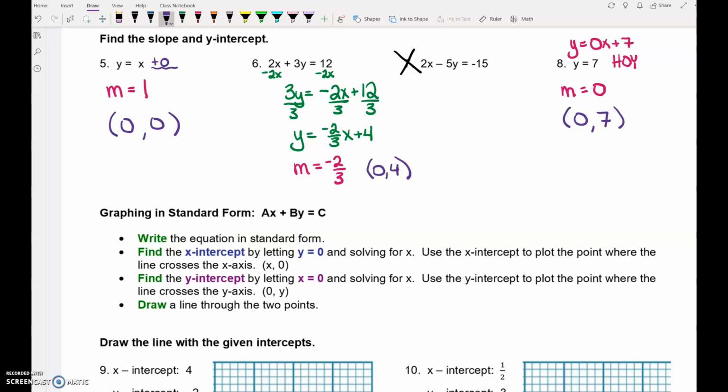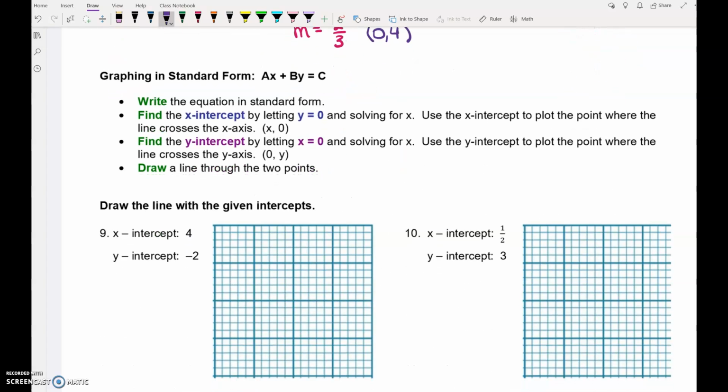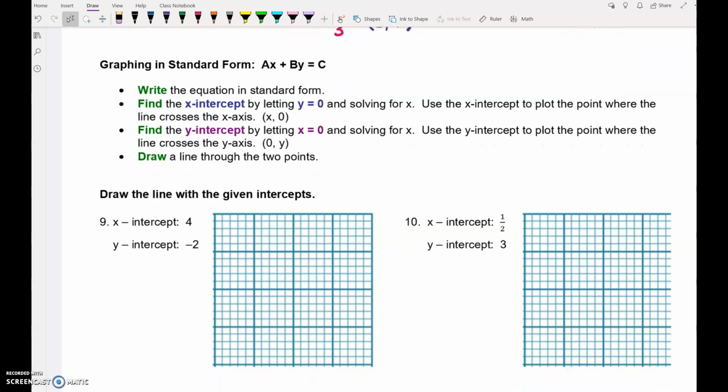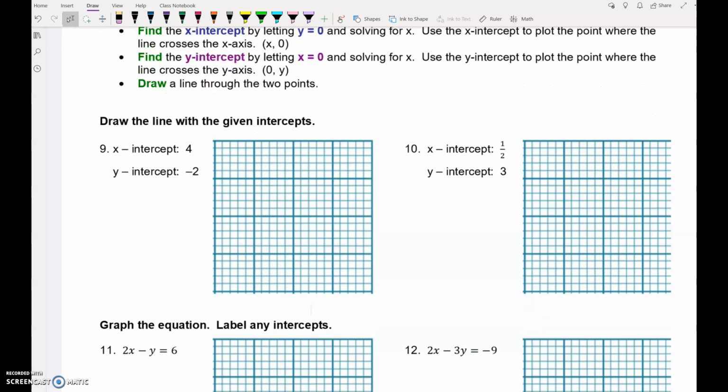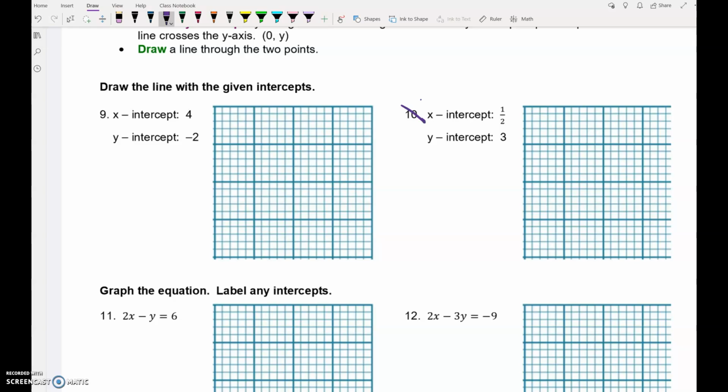Okay, if you are good at rearranging equations, you could take problems like 11 and 12 further down in your notes and just rearrange them and get y by itself. But there is a quicker way, graphing standard form using your x and y intercepts. So let's take a moment. We're going to skip number 10. Let's look at number 9.